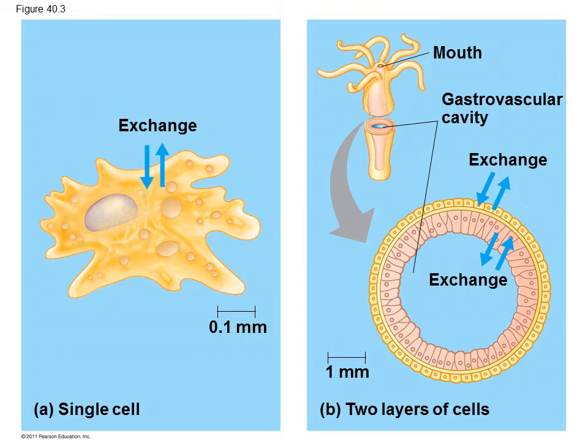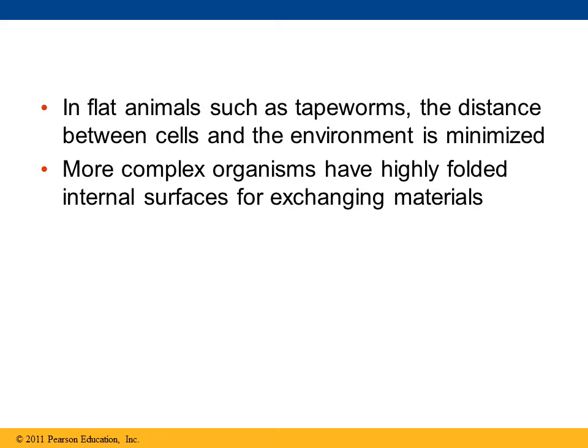So here shows how a single-cell protist just exchanges with the medium that they are living in, while multicellular organisms with a sac-like body plan have walls that are only 2 cells thick, which allows the diffusion of materials. In flat animals such as tapeworms, the distance between the cells and the environment is minimized. Then, in more complex organisms, there are highly folded internal spaces that provide for exchange of material.